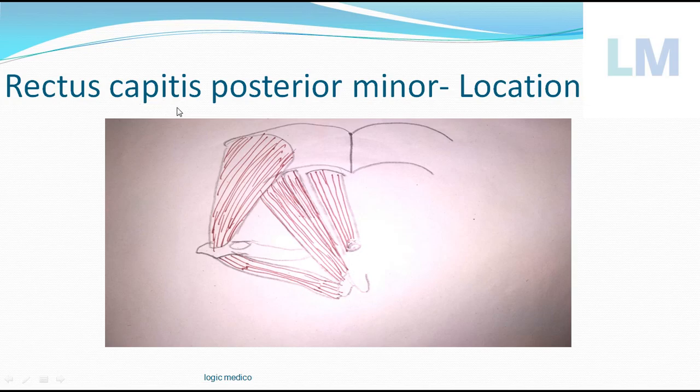Rectus means straight. It's going to the skull cap, the occipital bone. It's called capitis. It is going from behind, right? So it's called posterior. There are two muscles which are going in a similar direction. One is bigger and it's called major. The other one is tinier and that is today's topic, and that's called minor. So a straight muscle going on the back of the neck towards the skull cap, and it is a tinier muscle. So it's called Rectus Capitis Posterior Minor. That's the meaning of this muscle.